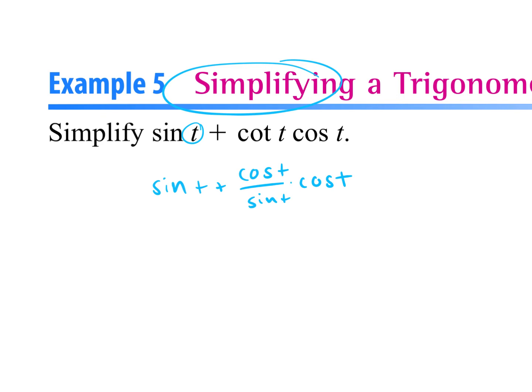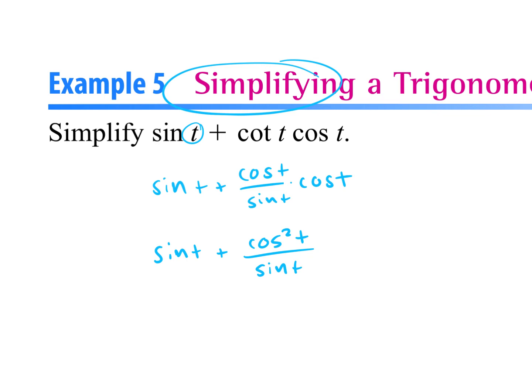Could I cancel out the cosines? But can I combine them? What's cosine times cosine? Cosine squared. So I have sine plus cosine squared over sine. You could only cancel it out if you had a cosine on the top and the bottom, but they're both on the top, so we can multiply them. So that's how we got the cosine squared.